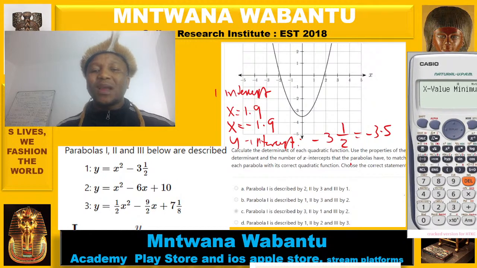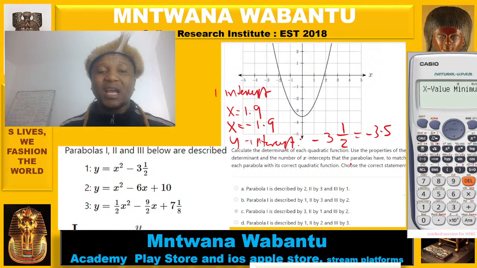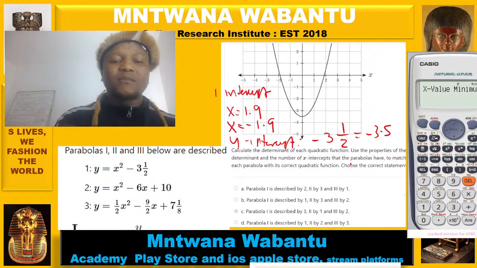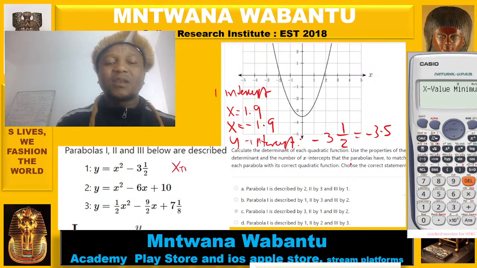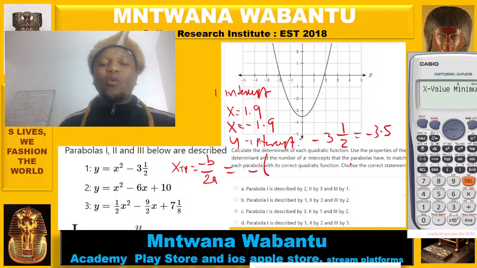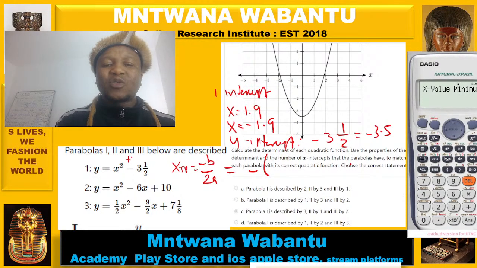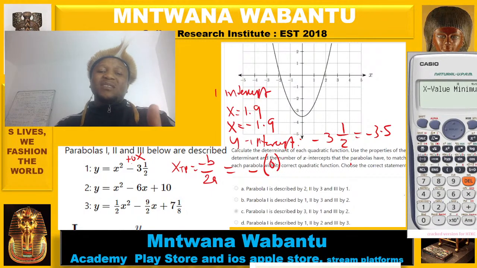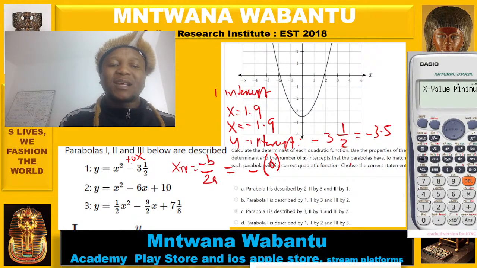To get X at turning point and Y at turning point, we know X at turning point is negative b over 2a. X turning point equal to negative b over 2a. What is the value of b? There's no b, which means it was plus 0x, remember, right? So b equal to 0, because it's plus 0x minus 3.5. You understand what I'm saying? Or let me write again. It's like y equals x squared plus 0x. I introduce 0 because there's no b there. Minus what? 3.5.